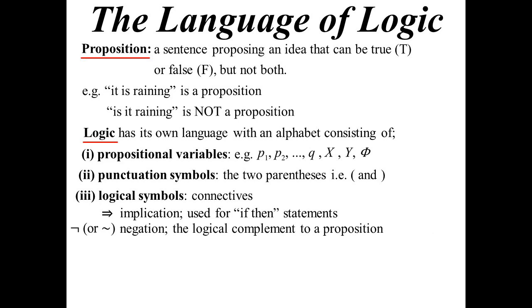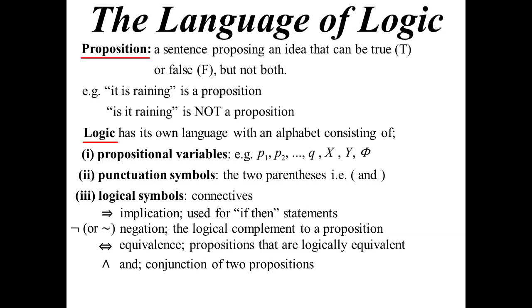Remember, it's either true or false. So if it's true, its complement is false, that would be the negation. It's the opposite. Then you have the double-ended double arrow, which represents equivalence. So these two propositions would be logically equivalent. It's like saying the same thing. That's and, so that's the conjunction of two propositions. Both things would be happening. And then we have or, disjunction. This happens or this happens.